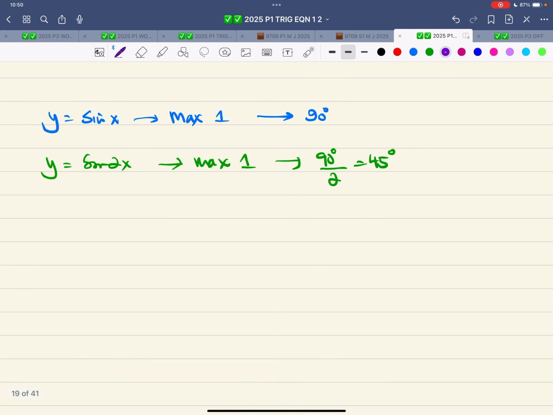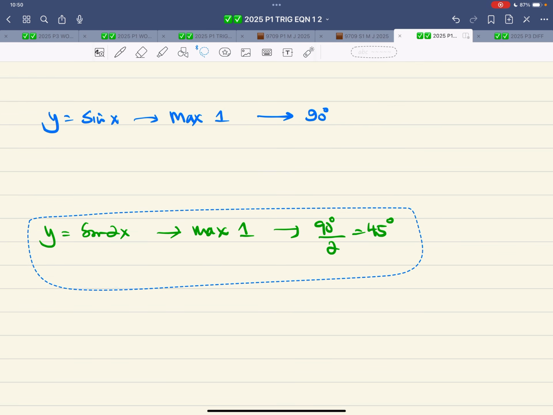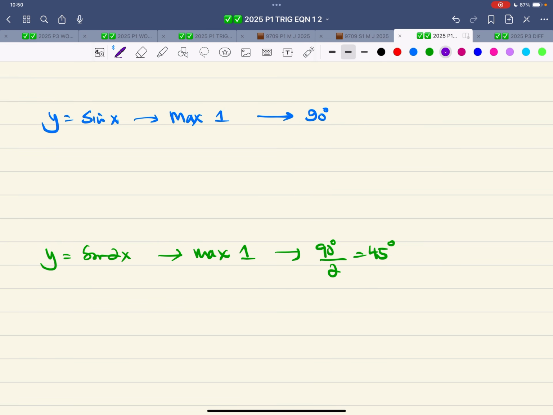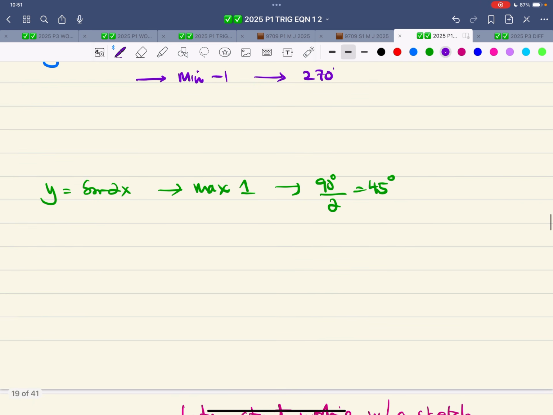And if I talk about the minimum, let me just shift it over here and let's double check. So now over here, when we are talking about y equals sin x, the minimum is -1. It was occurring at 270 degrees. For y equals sin 2x, minimum is -1, but the minimum is occurring at 270 over 2, which is 135 degrees.